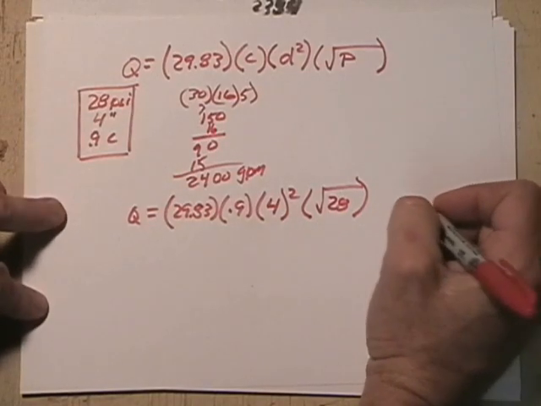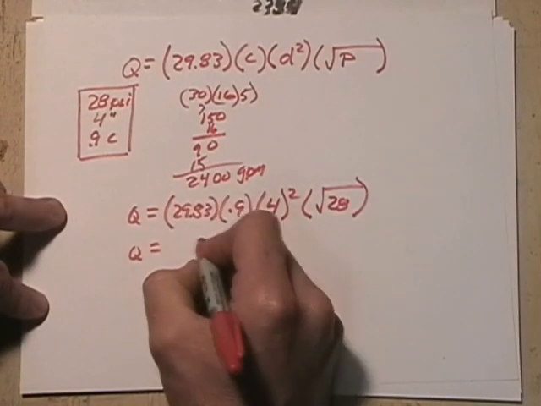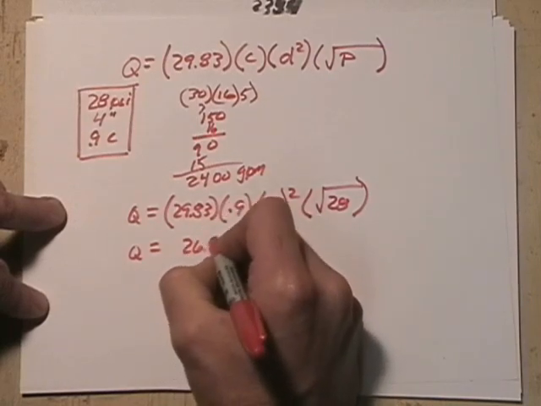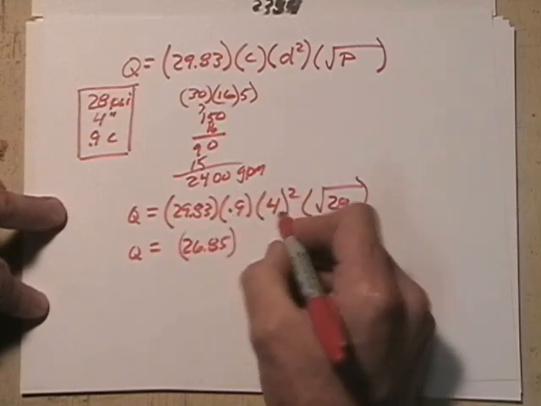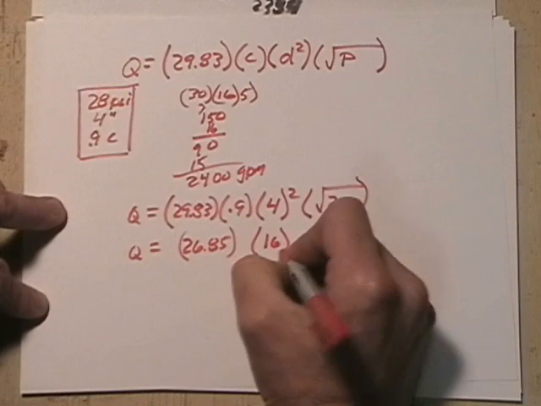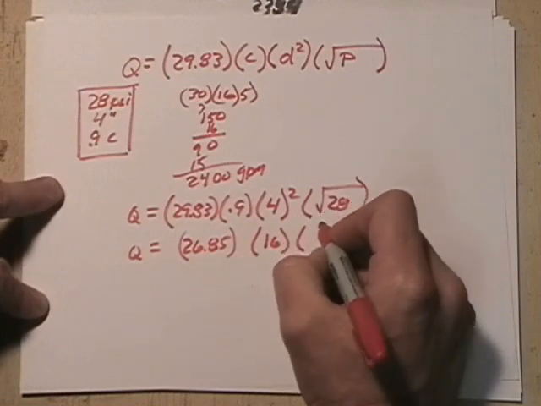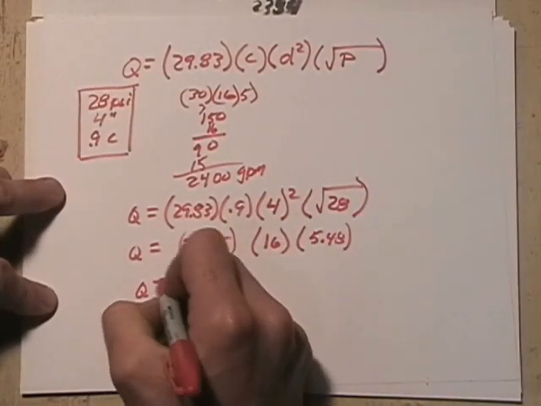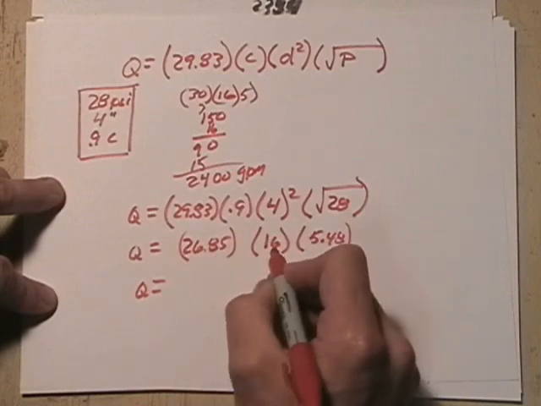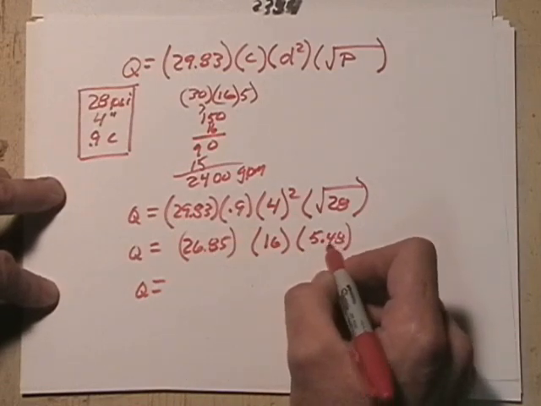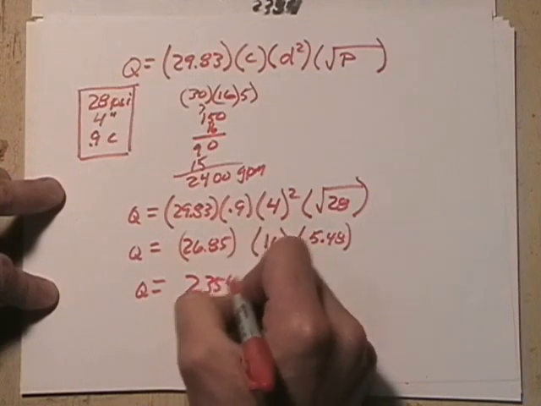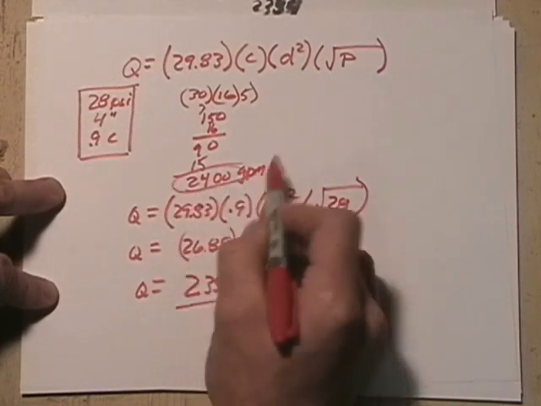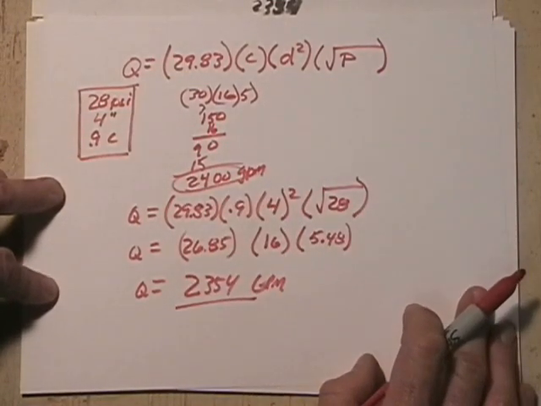So if we just use a regular calculator for this, we can figure it out pretty easily. Q is going to be equal to 29.83 times 0.9, which comes out to 26.85. And then our square of 4 is 16, and our square root of 28 actually calculates out to about 5.48. If we go ahead and do that math, then we're going to find that Q is equal to 26.85 times 16 times 5.48, and we get a total of 2,354 GPM. Now you can see that our 2354 is pretty close to our 2400, so I know my math is going to be pretty close.